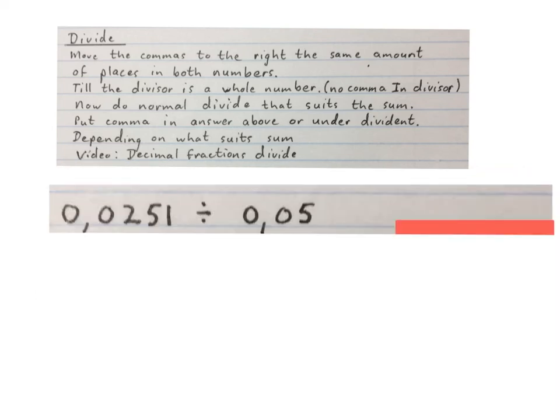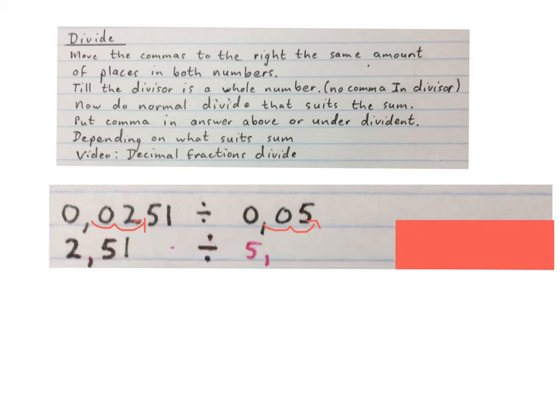Let's do one more together. 0,0251 divided by 0,05. The rule says move the comma to the right, the same amount of places in both numbers, until the divisor is a whole number. It means it doesn't have a comma in it anymore. So you have to move it 2 places to the right in both of them until the comma is behind the divisor. And please don't write the comma there.